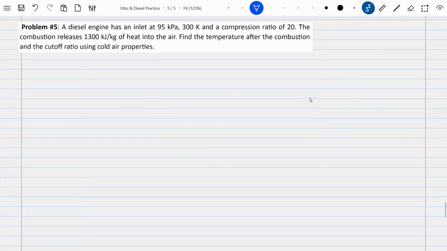All right, problem 5. This one is different because unlike the other ones that were focusing on Otto cycle, this is a diesel engine. Now, the inlet conditions are given to us, 95 kilopascals and 300 Kelvin is the condition of air going into the engine. A compression ratio of 20 is also another feature of this engine. Combustion releases 1300 kilojoules per kilogram of heat into the air. Sounds good. Find the temperature after the combustion and the cutoff ratio using cold air properties. Repeating myself, draw the PV diagram.